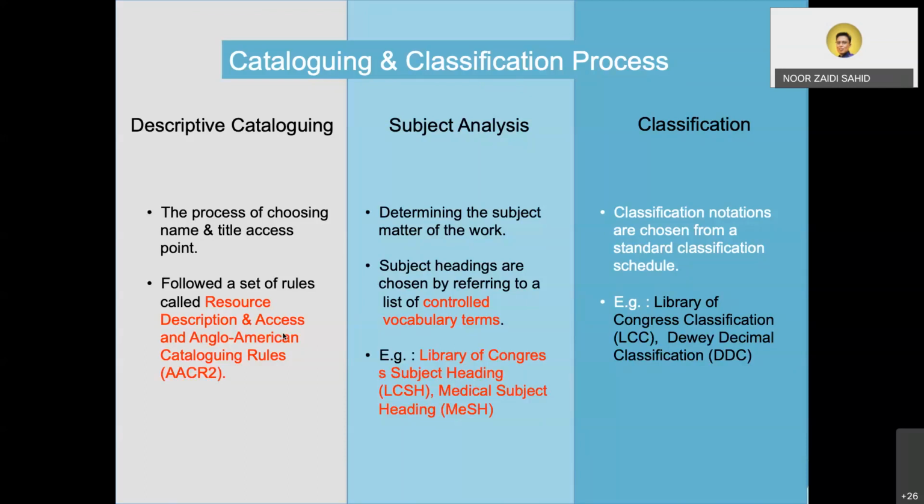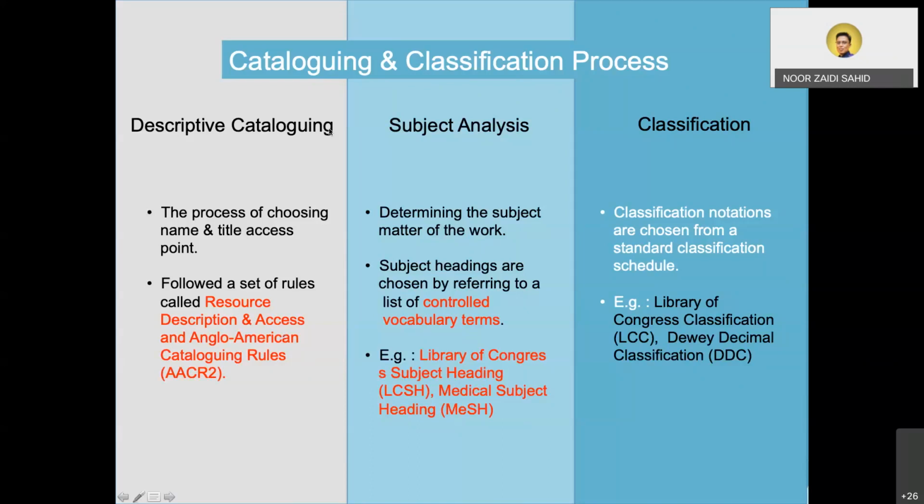Next, classification. Classification notations are chosen from a standard classification schedule, for example LCC and DDC as I mentioned earlier. So classification here is where you assign a certain number or character as a representation of the original work. For example, you represent a book using a certain number. What number is that? It can be LCC or DDC.